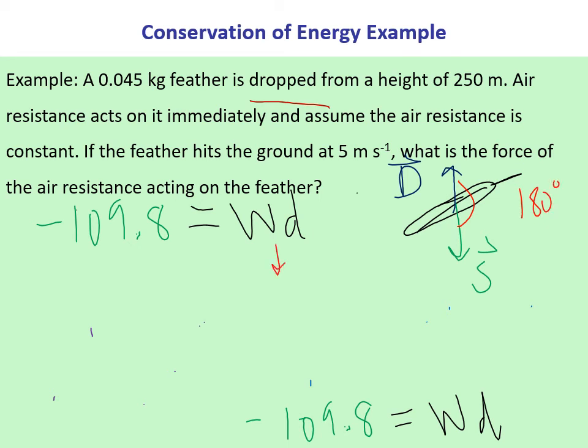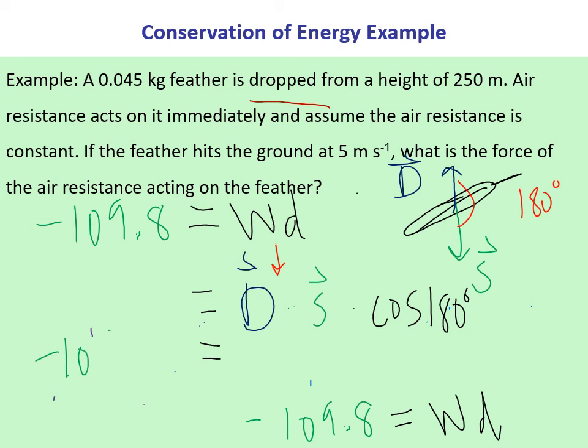So if I expand on the work done by drag, I get that the force of the air resistance, or the drag force, I'll use capital D for this since I did that up there. So the drag force times the displacement times the angle between these two times cosine 180 degrees. Cosine of 180 degrees is -1, so this equation becomes negative 109.8 times a negative drag force, which is my unknown, times the displacement.